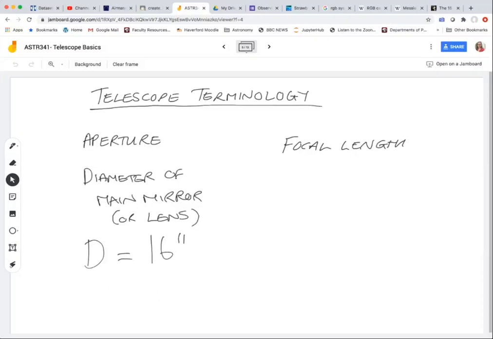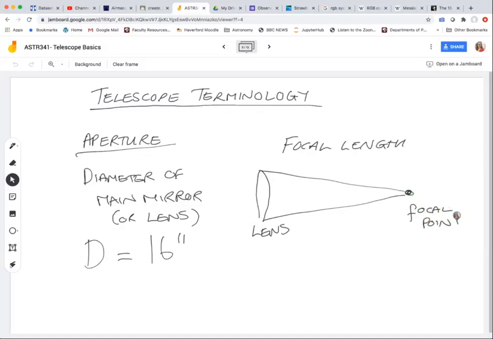Okay, how about focal length? If you have a refractor, it's going to be the length between your lens and your focal point. If we call it F, I've drawn a lens. It's the same thing for the mirror. It's the length between the mirror and the focal point. We often bend the light. So in our 16-inch, it's all bent around. Believe it or not, the focal length of our telescope is 4 meters.